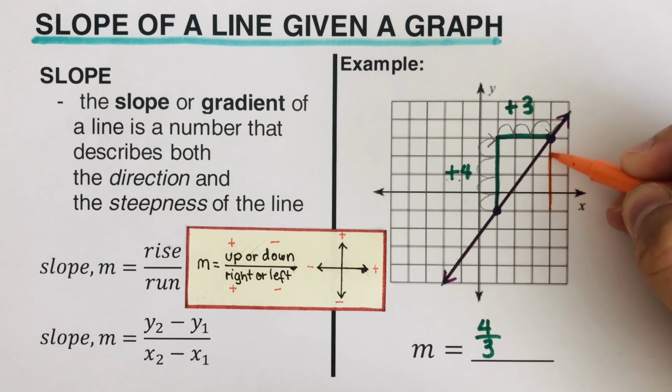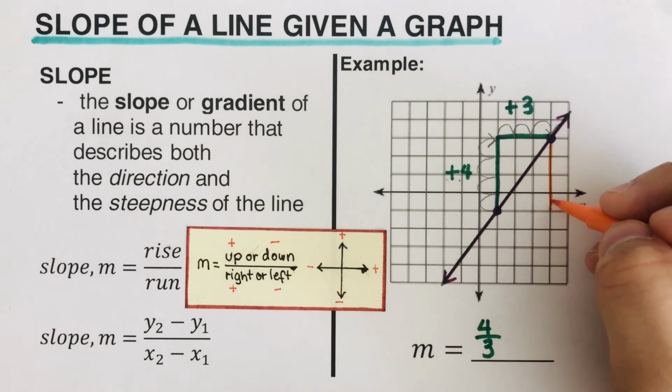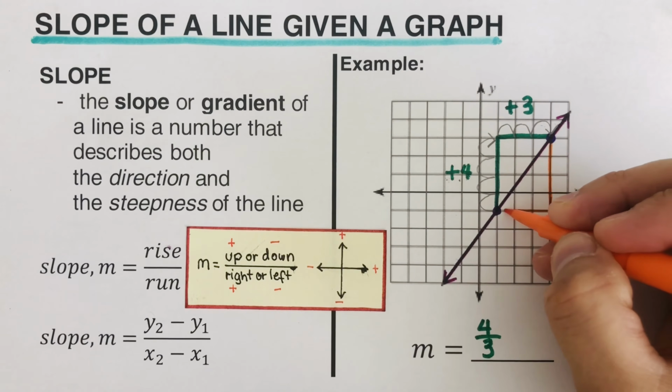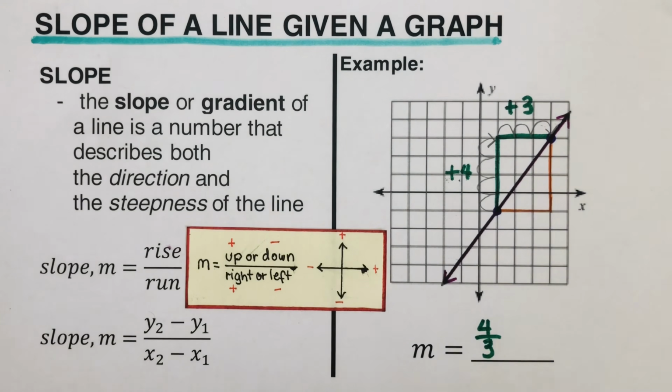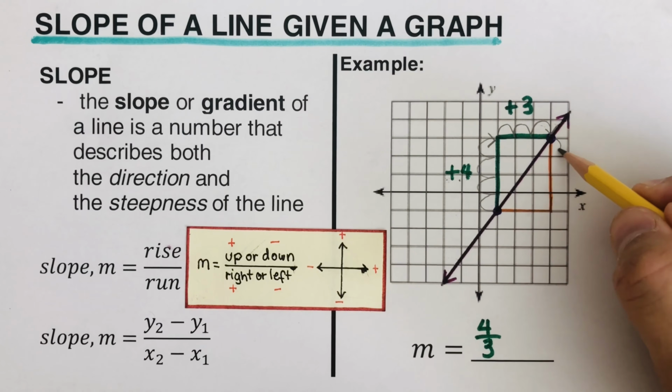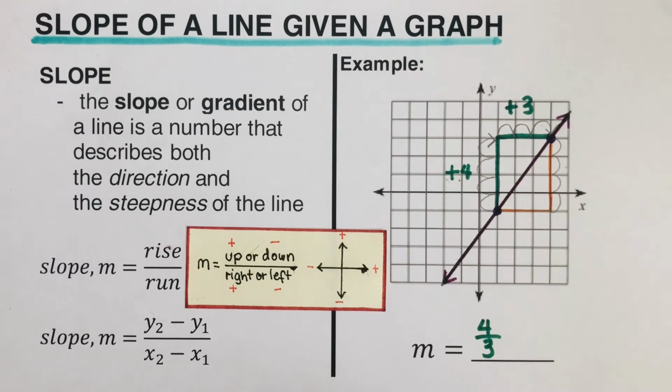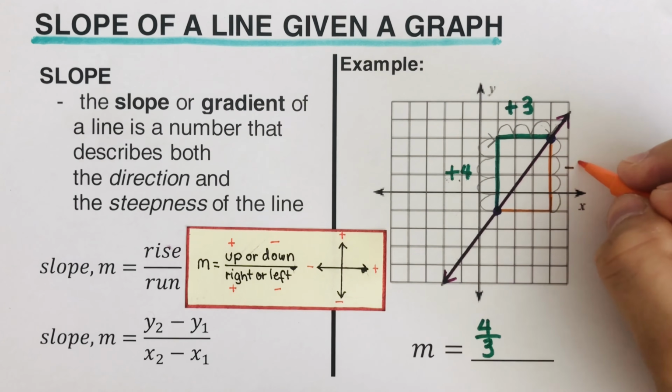So if I were to create a triangle here, I start from the dot that's located up here, and then I go down and go to the left here. I'm still going to count the same thing. So I go 1, 2, 3, 4. I went down 4, so I'm going to label this as negative 4.